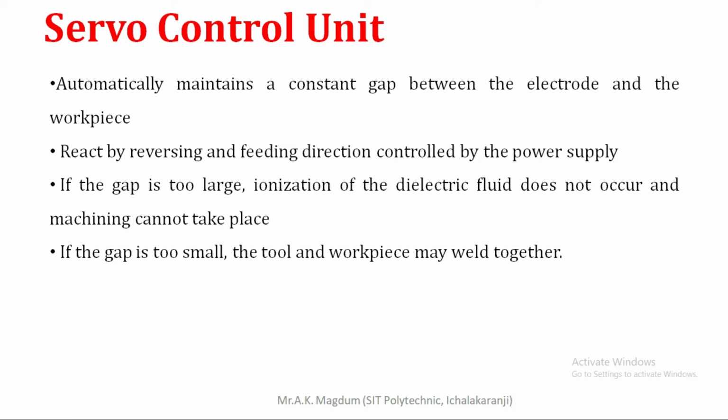Next, if the gap is too small, the tool and workpiece may weld together or get stuck together. If you cannot maintain the proper gap at the time of machining, in that case the vice versa action will take place. If the gap unnecessarily increases, no spark will take place. If the electrode and workpiece are unnecessarily close, in that case also the electrode gets stuck to the workpiece and the spark will not take place at that particular region. So these are the two vice versa actions that are carried out because of the spark gap, and that spark gap will be maintained with the help of the servo control unit.